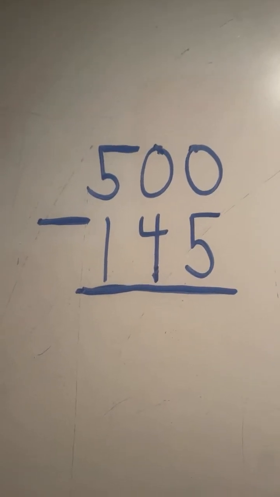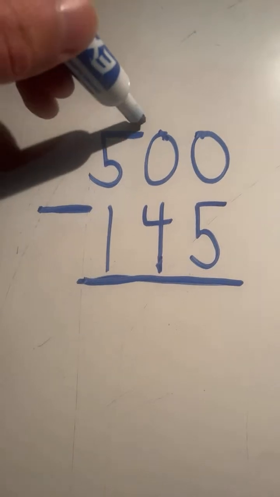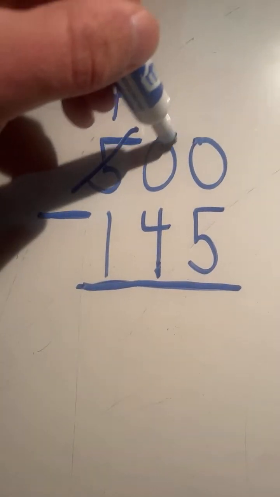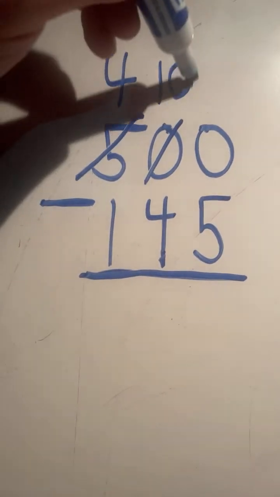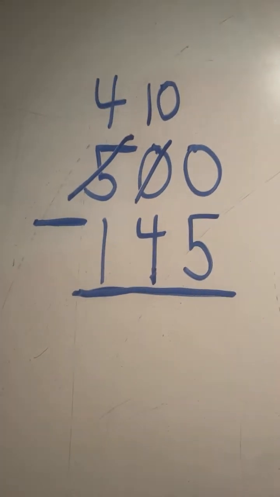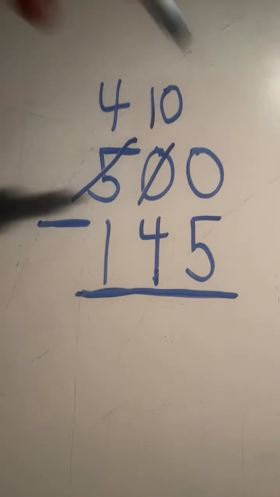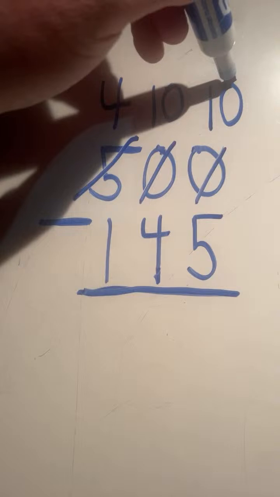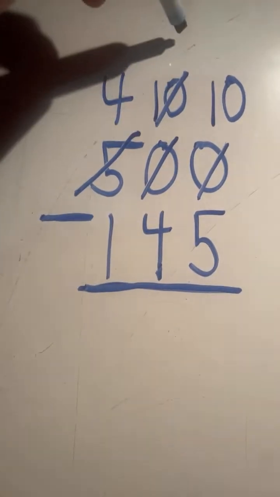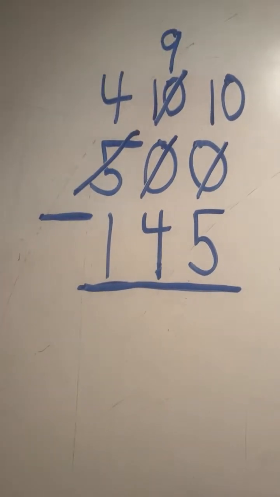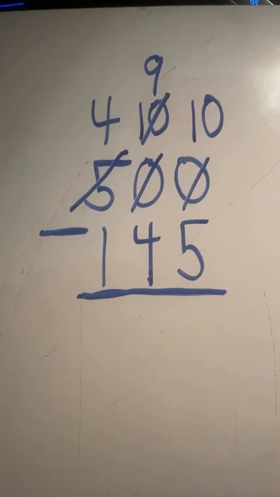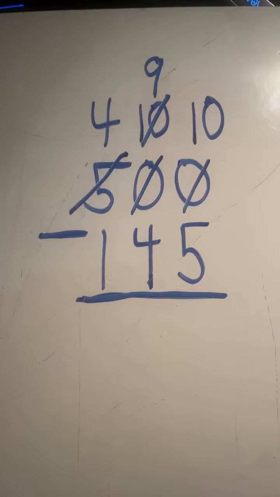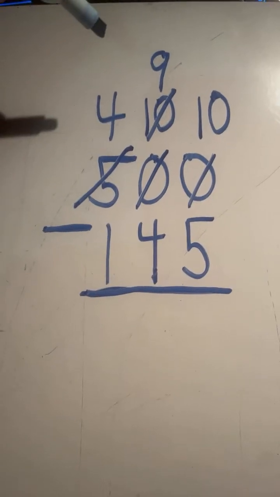We regroup by taking away a 1 and adding a 10. So we're going to take away a 1 from the hundreds place and add a 10 to the tens place. Now going to the ones place, we're going to add a 10 to the ones place and take away 1 from the tens place. Now just to make sure, all the digits on top are equal to or bigger than the ones on the bottom. After doing that, we will subtract.